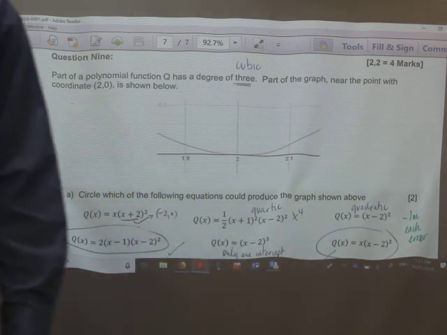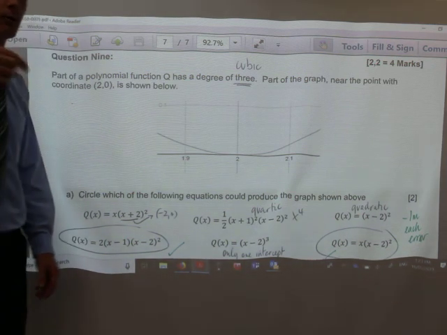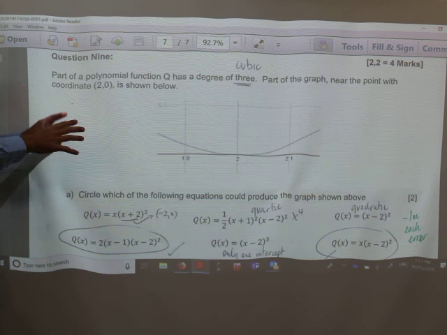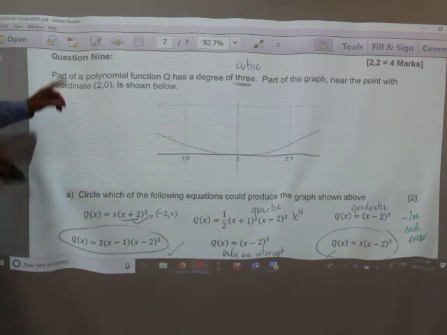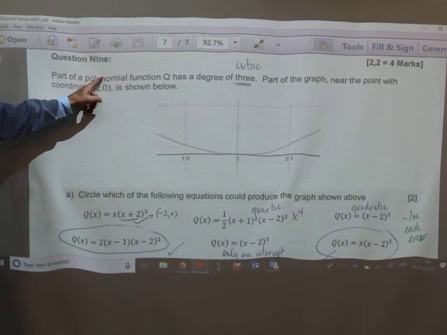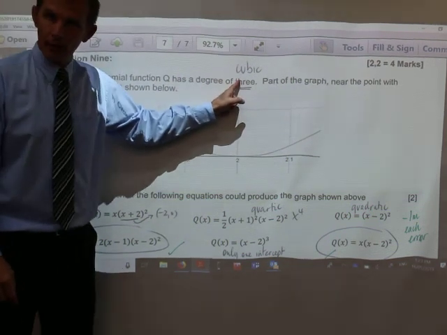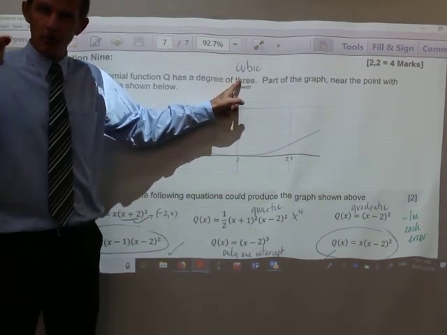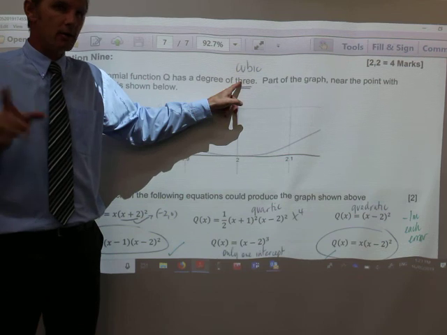I really like this question. I stole it from New South Wales, I think it was, or a Victorian paper. They had it a little bit different. I modified it. I thought it was great. Part of a polynomial function has a degree of 3. So it's got to be a cubic, doesn't it? Yeah, it can't be a quadratic. It's got to be a cubic.